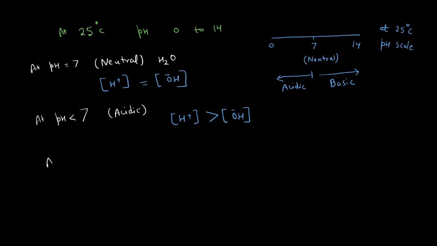Now if pH is greater than 7, it means basic solution, and at this stage our H plus ion concentration will be less than OH negative ion concentration. We have less H plus ion concentration when pH is greater than 7. So we saw, based on the concentration of H plus ion, our solution can be neutral, can be acidic, can be basic.